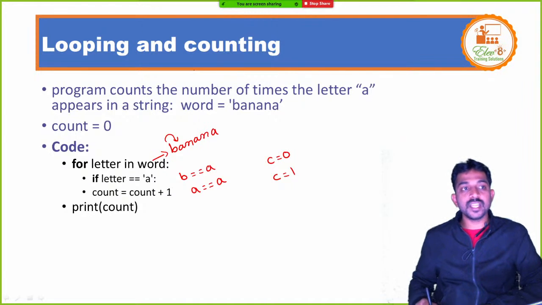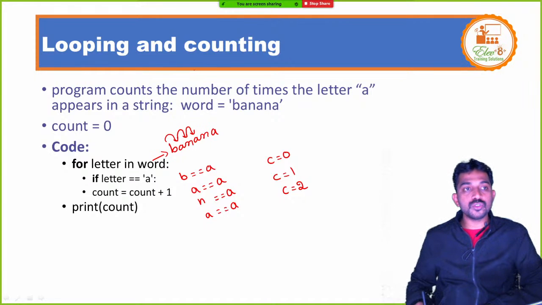The next time it comes again. So A is over. Next it goes to N. N is equal to A? Condition false. When the condition fails, the count value remains the same. Again it comes here, retrieving the next letter. N is over. Next it retrieves the A. A is equal to A, condition true. Then when the condition is true, it performs the increment, and the count value goes to 2.